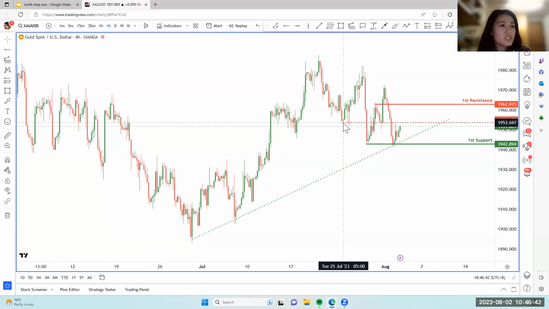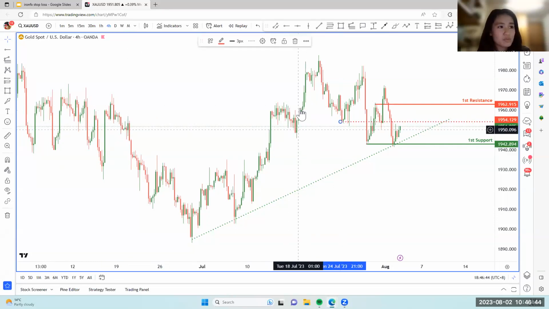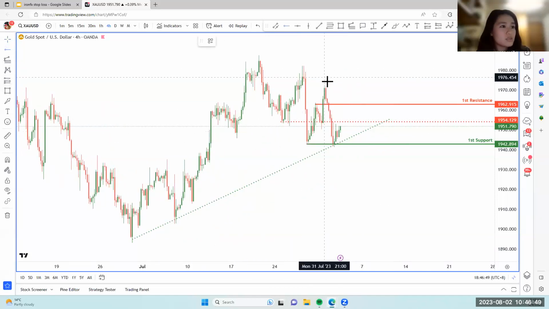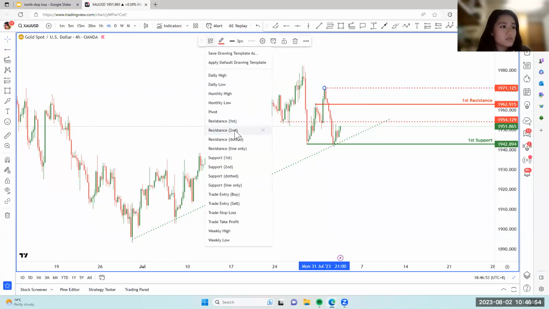Okay, I try to pull it back as far as I can, but I'm cutting too many candlesticks over here. Okay, next, our second resistance here.